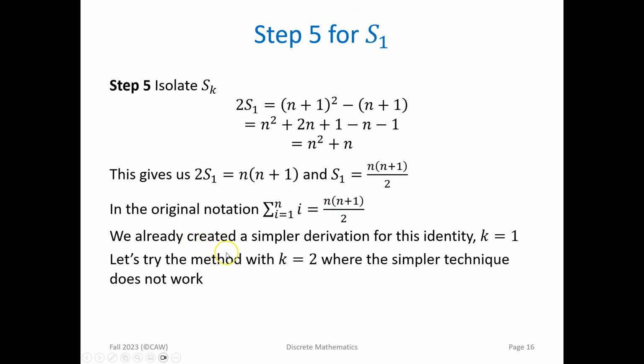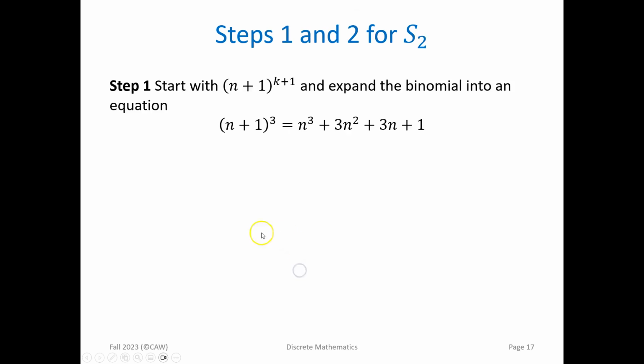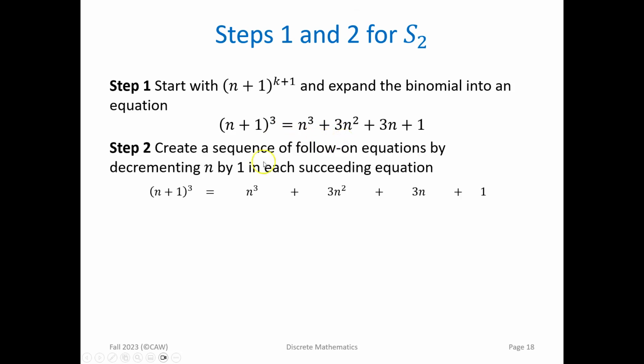So let's try something a little more difficult. Let's try the method with k equal 2. The simpler technique wouldn't work with k equal 2. So step 1, let's start with n plus 1 to the k plus 1 and expand the binomial into an equation. k is 2, so we're starting with n plus 1 cubed. And if we multiply that out, we have n cubed plus 3n squared plus 3n plus 1.